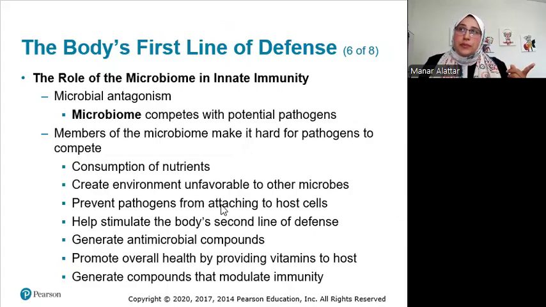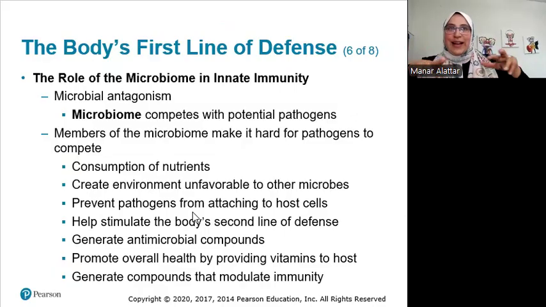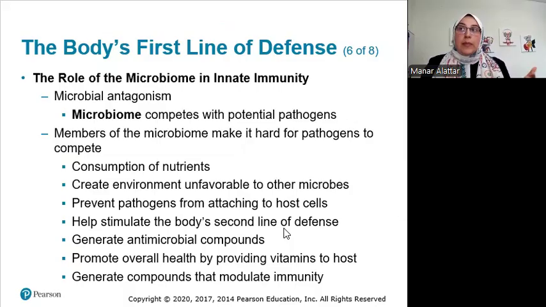Then also, your microbiome can literally take up real estate and prevent the pathogen from being able to interact with the host cells, because they're taking up real estate and neutralizing the area in terms of the access that a pathogen might have to the environment, to the host cells. They can also help stimulate the body's various lines of defense.